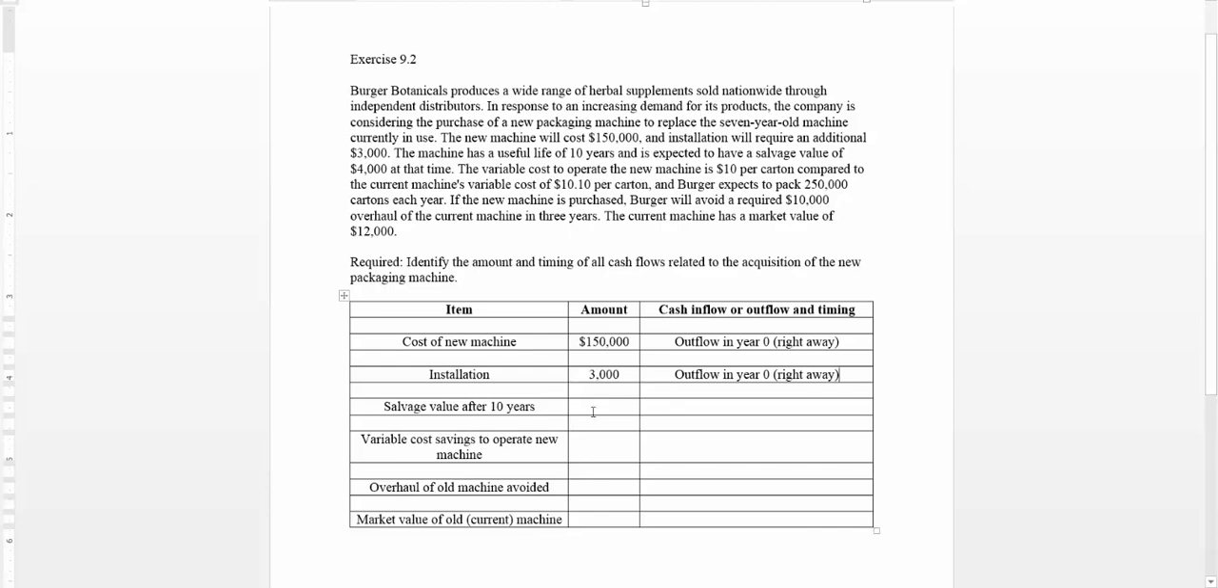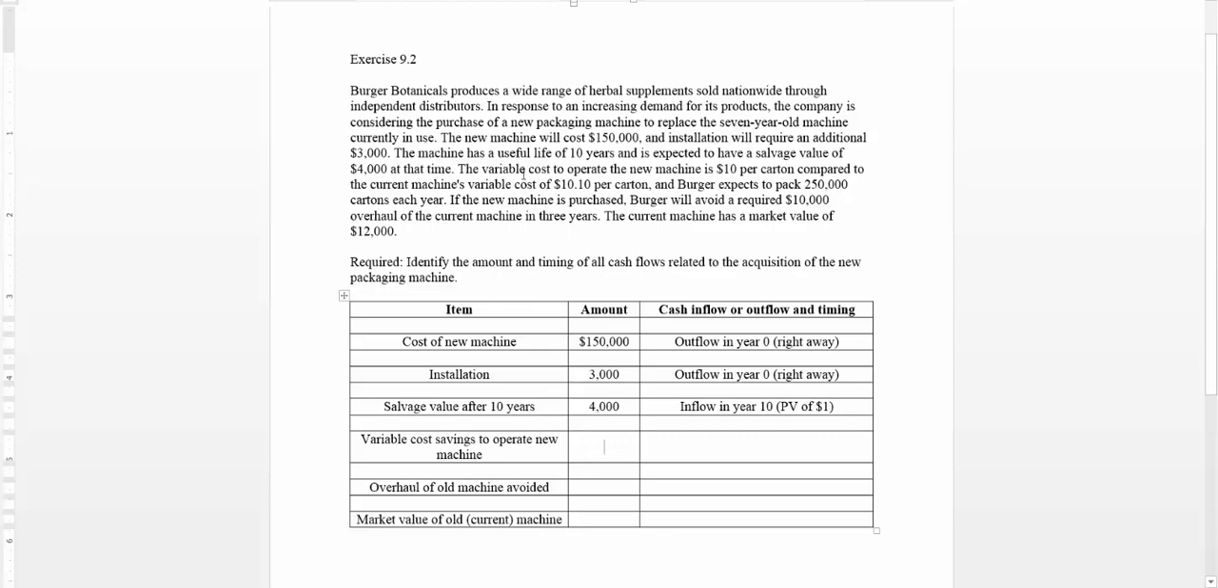All right, next it tells us that the new machine will have a salvage value of $4,000 after 10 years. So $4,000, but what will happen with that? That's going to be an inflow. That means after 10 years, we can sell the machine for $4,000. So that's going to be a cash inflow in year 10. And so that's going to require the present value of a dollar. It's one sum and it's going to happen 10 years from now.